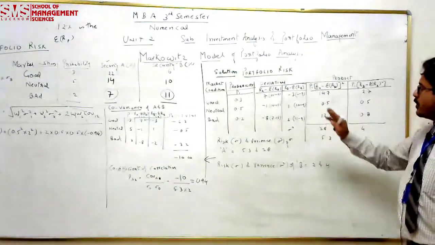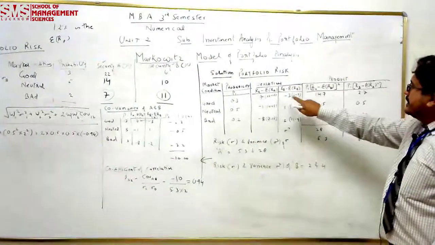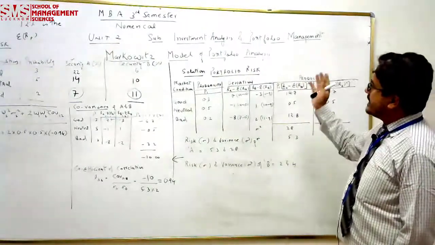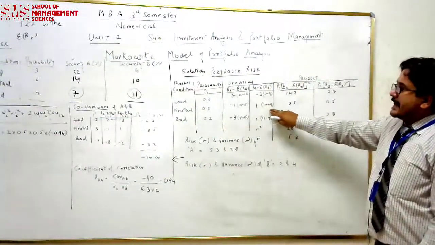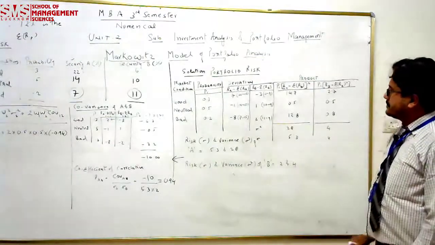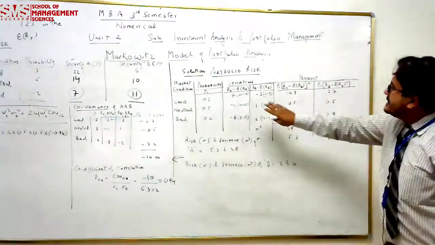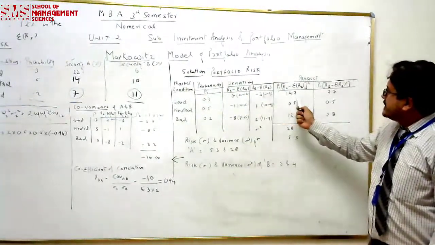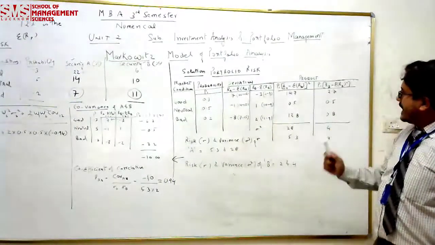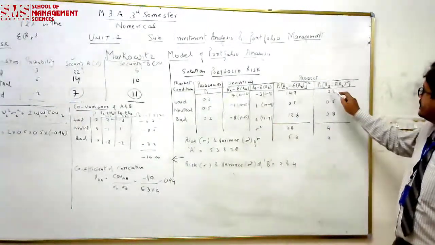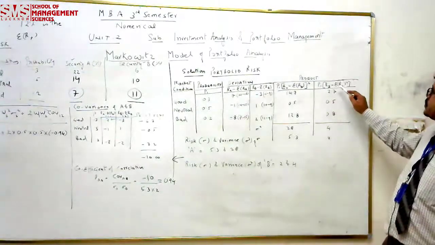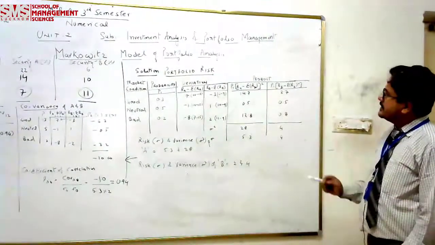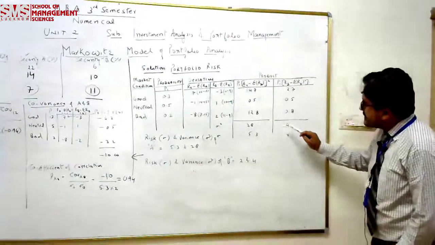Similarly, for security B, we have found the deviation: 6 minus 9, where 9 is the expected return of B which we calculated earlier, then 10 minus 9 and 11 minus 9, that is 2. Now multiply this deviation by the probability, and here we get 14.7, 0.05, 12.8. Multiply the deviation and square of that: 2.7, 0.5 and 0.8. Add it on, that is 28, and this is 4.